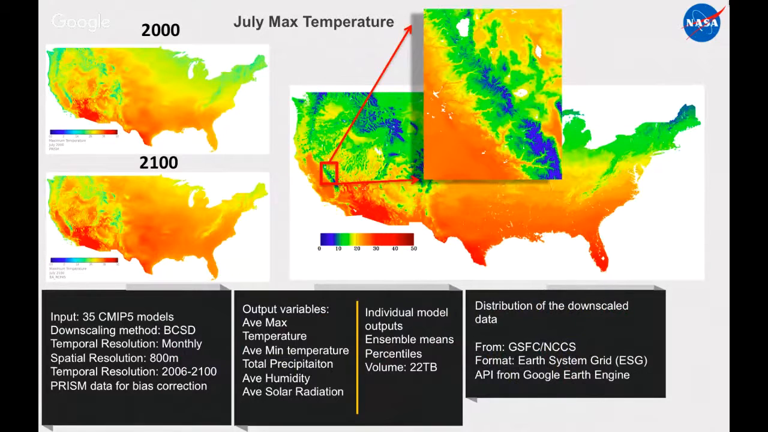We have almost 35 CMIP5 models, and I'm sure Tom has some details on that. He can give you more information. And the spatial resolution is 800 meters for the continental US downscale climate projections data sets, and we also have a global downscale climate projections data set.